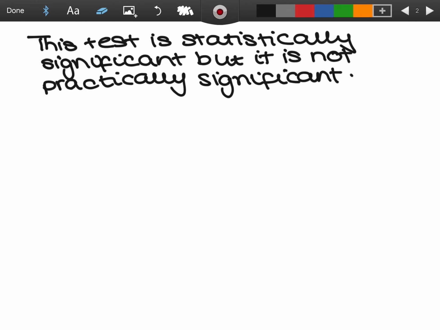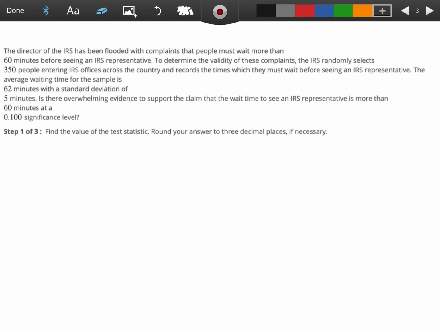Now, let's do a quick example. This comes from the Hawks homework. They'll always do these in 3 steps, and they'll ask you a couple of questions afterwards. It says the director of the IRS has been flooded with complaints that people must wait more than 60 minutes before seeing a representative. To determine the validity of these complaints, the IRS randomly selects 350 people across the country, so you've got a sample size of 350, and records the times they must wait before seeing an IRS representative. The average waiting time for the sample is 62 minutes with a standard deviation of 5 minutes.